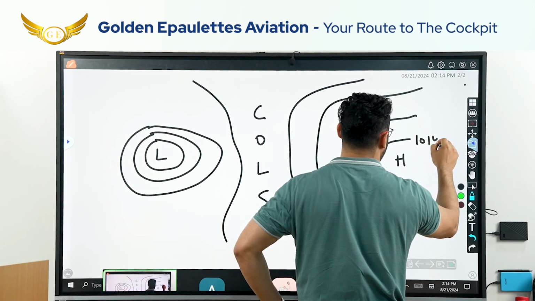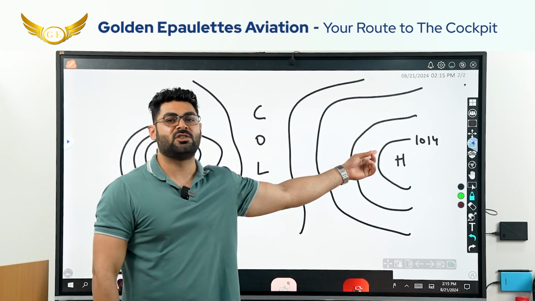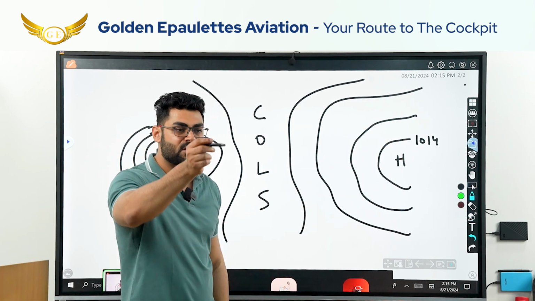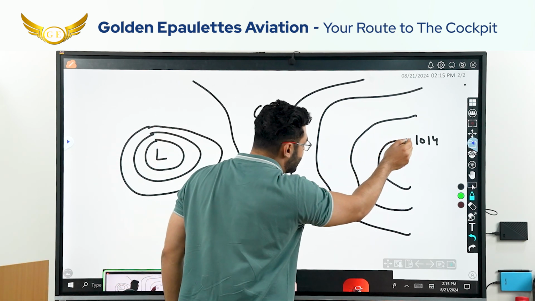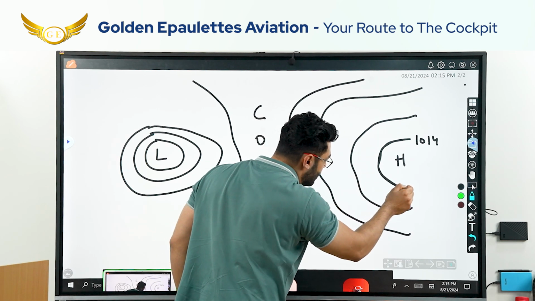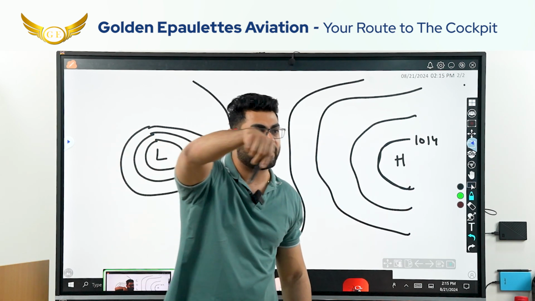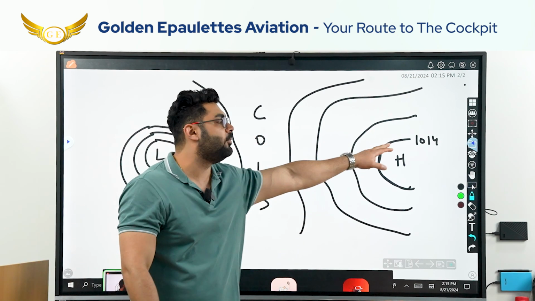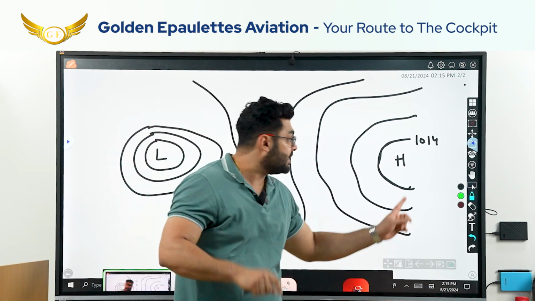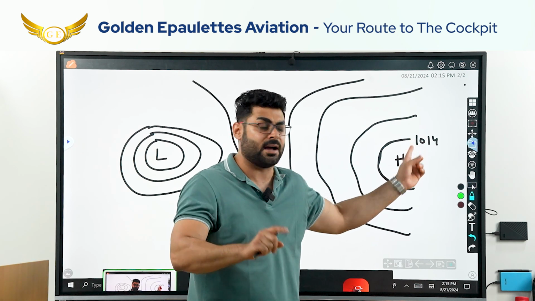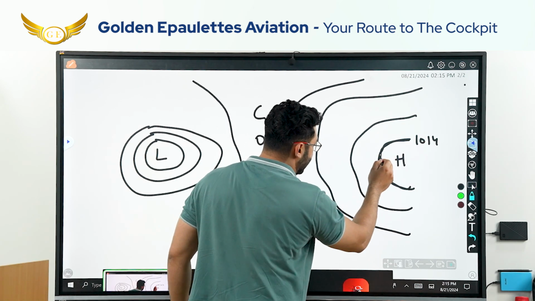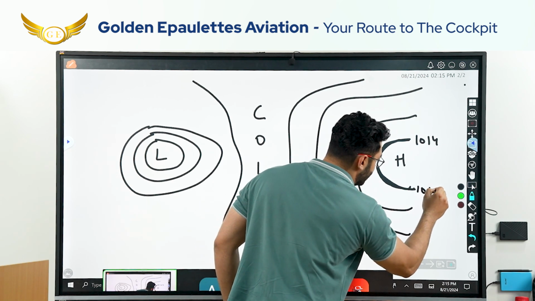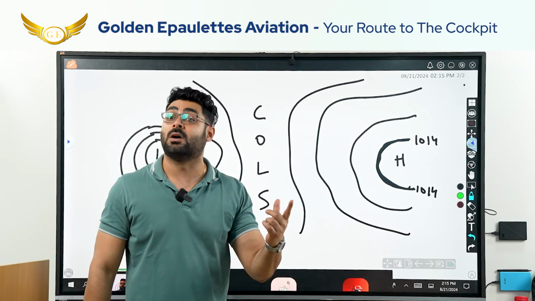If this is 1014, this isobar is 1014, the most inner one. That means the places where this isobar is passing through, all those places which are covering under the same line, the same isobar, will have the pressure of 1014. It's not at this one specific place ki yahin pe hi 1014. It's not like that. Isobar in this whole, the area which is coming under this isobar, this whole area has a pressure of 1014. This is how it works.